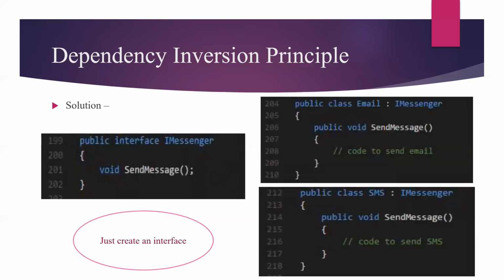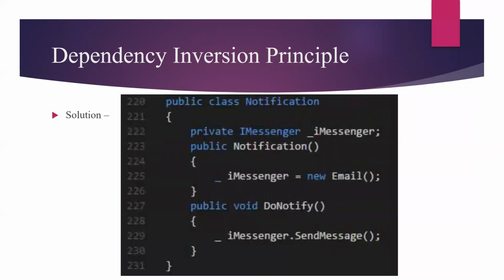Now the solution is very simple. We'll create one IMessenger interface where we'll have a send message method, and we'll have two classes, Email and SMS, which will inherit that interface, and both will implement the send message method of the interface. One will send the message through email and one will send the message through SMS. And then in the Notification class, we can inject that interface as a dependency and send the message through email or SMS as we want.